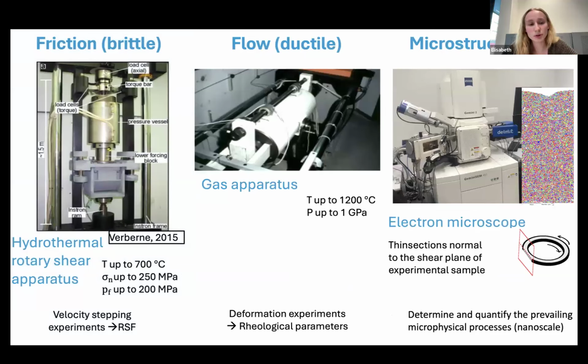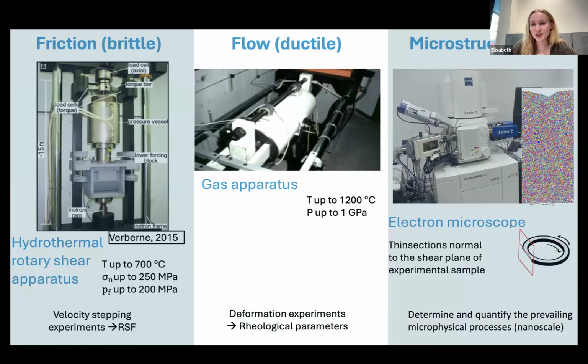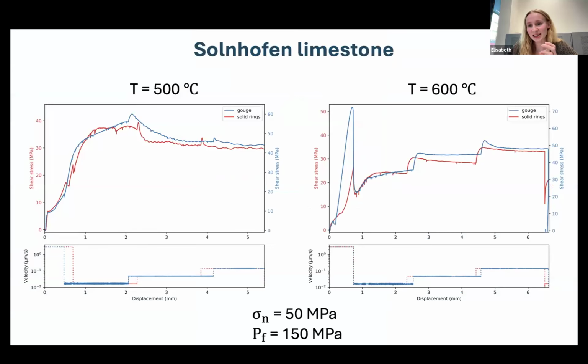So as you know, I'm doing experiments to answer these questions. Today I'm going to focus on the hydrothermal rotary shear apparatus, where I did velocity stepping experiments to obtain the rate and state friction parameters. And in the end, I will briefly touch on a problem that we encountered when we wanted to observe some microstructures. So this is a slide that I already presented in the midterm meeting, but I decided to show it again since we didn't have time to discuss it.